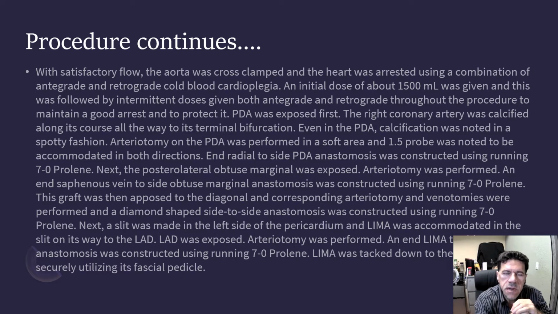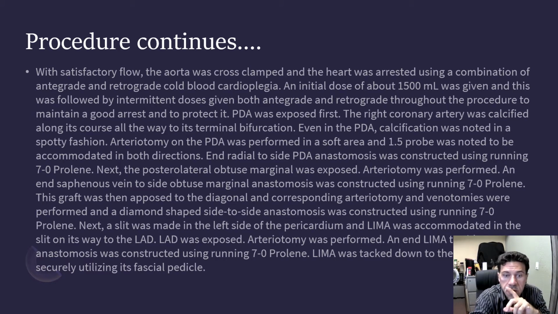Okay, procedure continues. With satisfactory flow, the aorta was cross-clamped and the heart was arrested using a combination of cardioplegia, antegrade and retrograde. So they already arrested the heart. An initial dose of about 1500 ml was given, and this was followed by intermittent doses given both antegrade and retrograde through the procedure to maintain a good arrest of the heart and protect it.